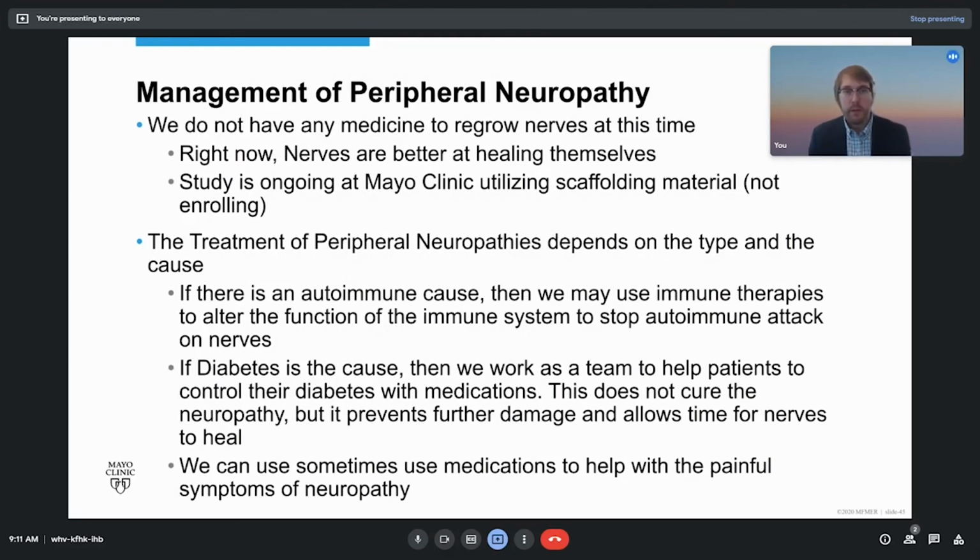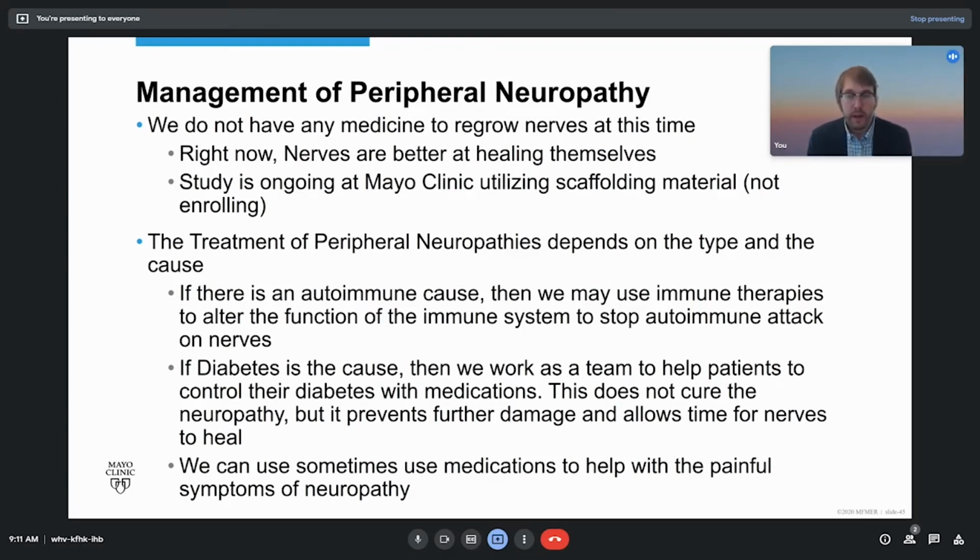So for the management, what do we do to help people with peripheral neuropathy? At this point, we do not have a medicine that regrows the nerves any better than the nerves are at healing themselves. So what we try to do is support the nerve function and allow the nerves to heal.